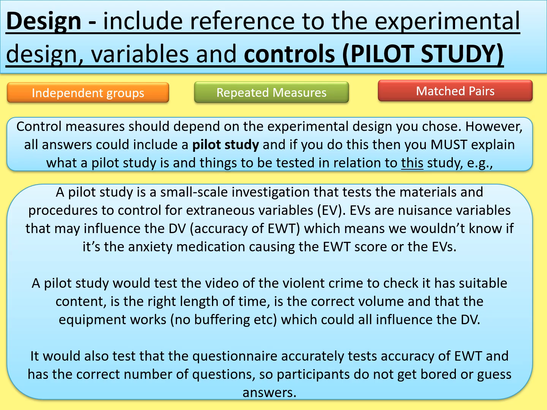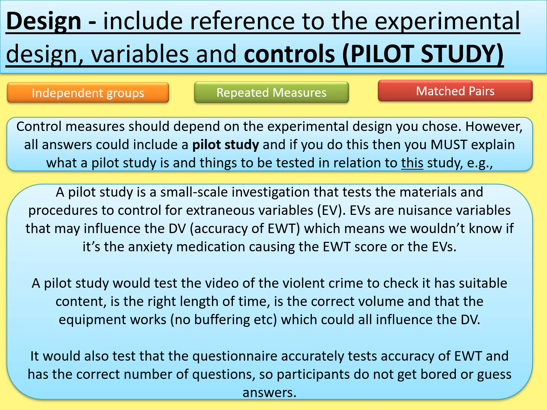So the pilot study, you need to say what it is and how it is going to control things, and you need to make sure you talk about it in relation to this particular study. You can't just talk about pilot studies in general. So you start off by saying what it is. A pilot study is a small-scale investigation that tests the materials and procedures to control for extraneous variables. Extraneous variables are nuisance variables that may influence the DV, which is our accuracy of recall, or eyewitness testimony, which means we wouldn't know if it's the anxiety medication causing the eyewitness testimony score or the extraneous variables.